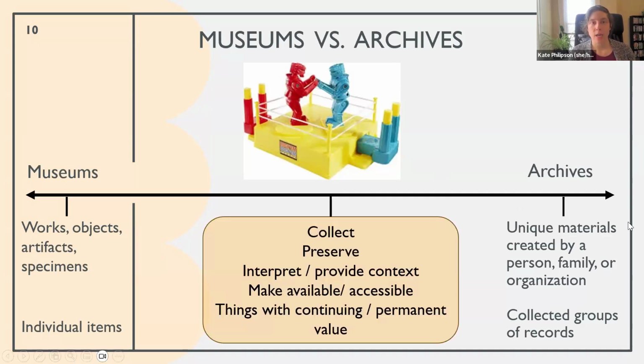Of course, with that in mind, there are many similar goals and activities between the work of a museum and of an archive. I trust most of us here already understand these things, but I just want to get across that there are different ways that will fundamentally conceptualize and therefore manage the varying types of materials, even though the goal and the mission of our work is to collect, preserve, interpret, or provide context, make materials available and accessible, and that we're doing that with things that have a permanent or continuing value.